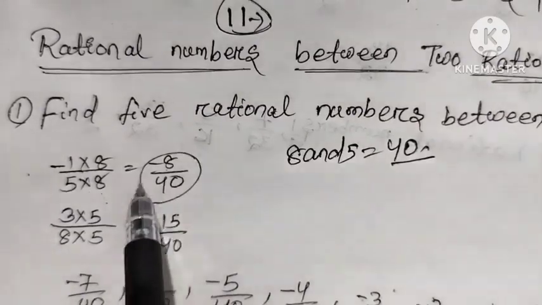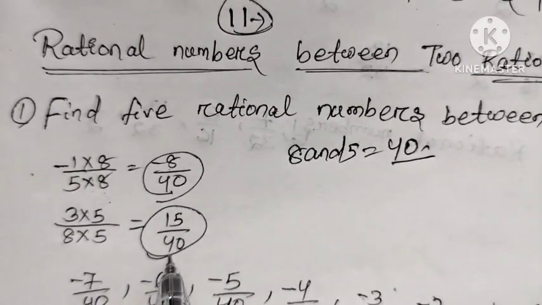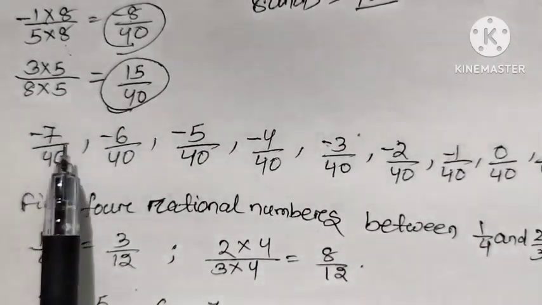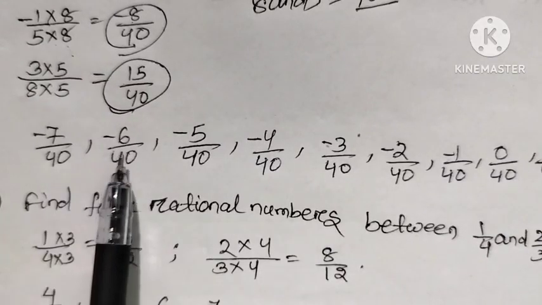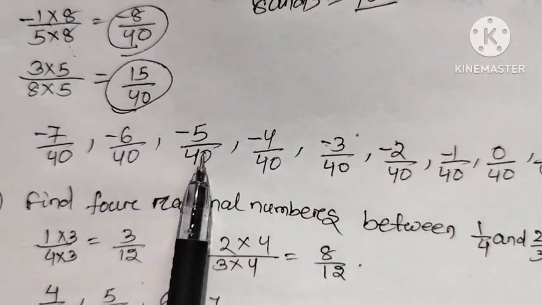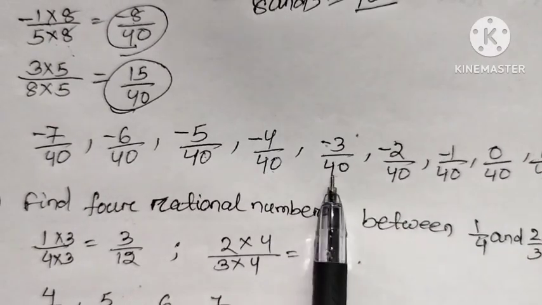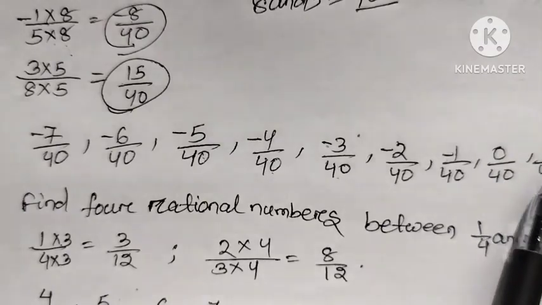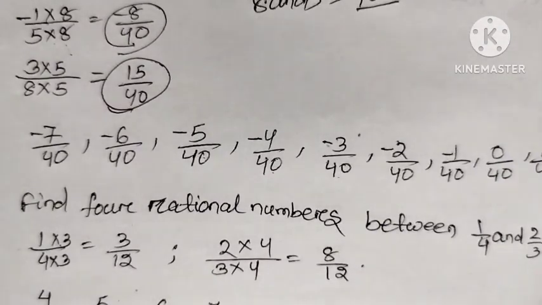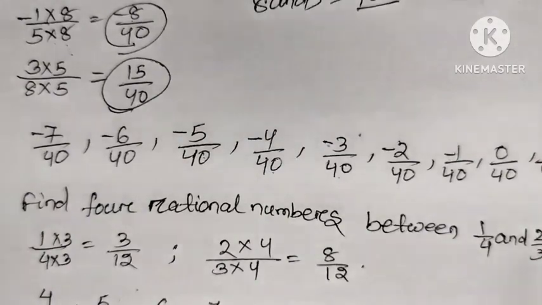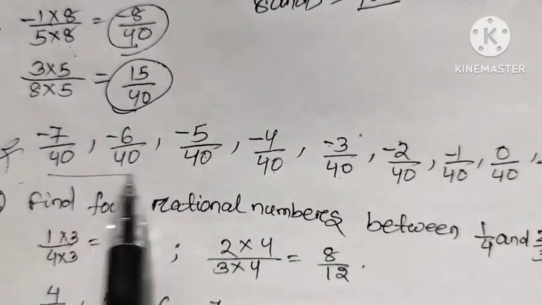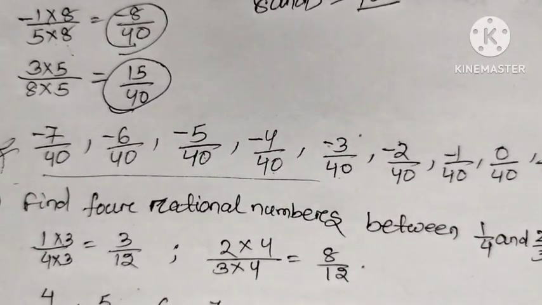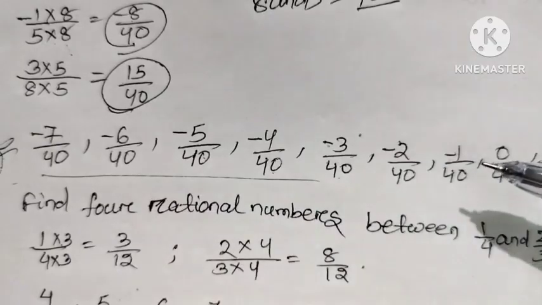Then between minus 8 by 40 and 15 by 40, there are many rational numbers. Which ones? Minus 7 by 40, minus 6 by 40, minus 5 by 40, minus 4 by 40, minus 3 by 40, minus 2 by 40, minus 1 by 40, 0 by 40, 1 by 40, 2 by 40, 3 by 40, up to 14 by 40. More rational numbers. You check all these rational numbers and take any 5 of them.